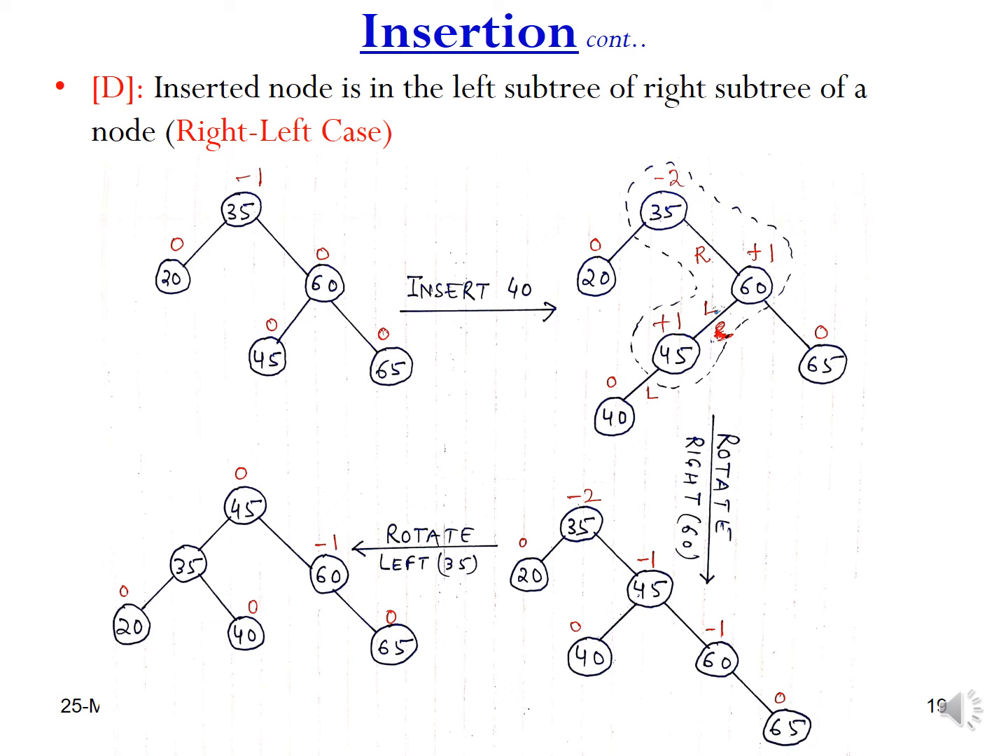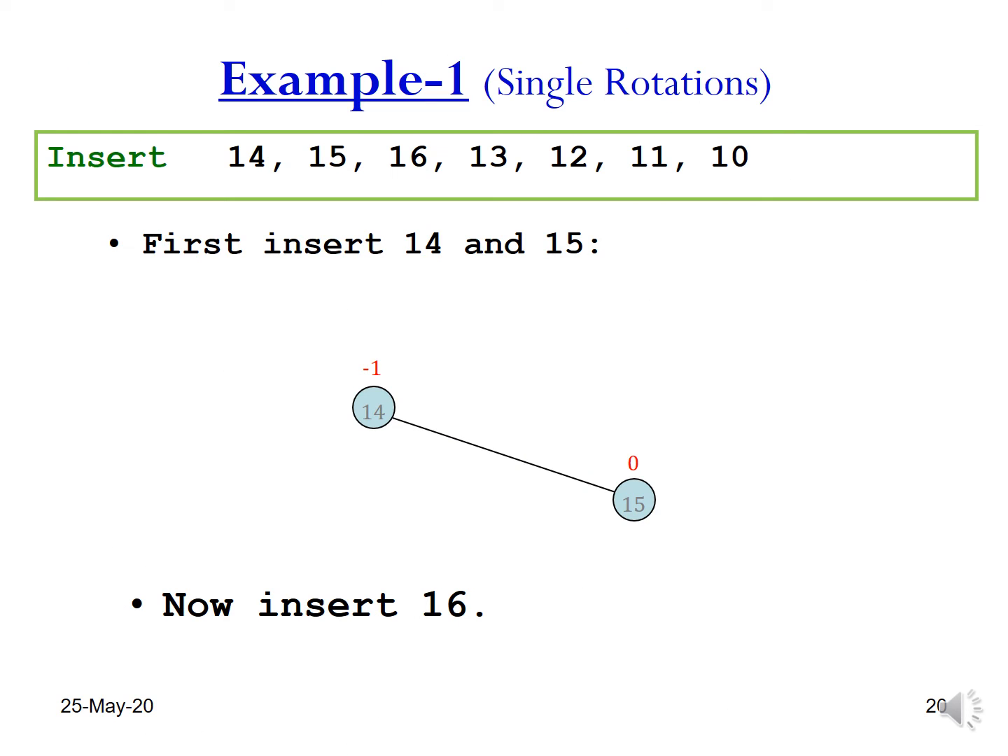So these are the four cases. We will see an example and we will see the insertion operation in this AVL tree. This is a very important example. First we will see the single rotation, that is, we will rotate some node in one direction, and after that we will see the double rotation. So in this example we have to insert 14, 15, 16, 13, 12, 11, 10.